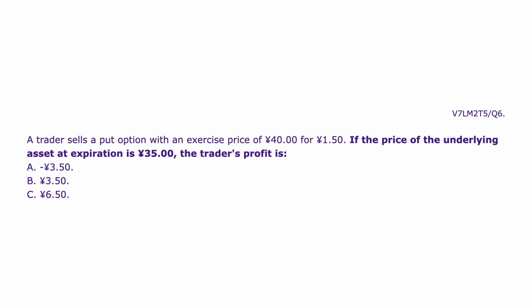A trader sells a put option with an exercise price of 40 yen for 1 yen and 50 cents. If the price of the underlying asset at expiration is 35 yen, the trader's profit is: A. negative 3 yen and 50 cents. B. 3 yen and 50 cents. C. 6 yen and 50 cents.